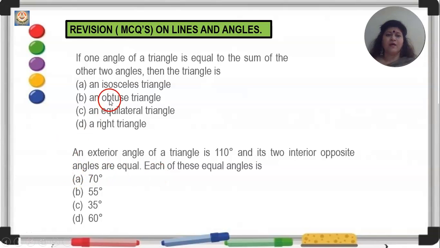Okay. If one of the angles of a triangle is equal to the sum of the other two angles, then what kind of triangle is it? Do it on your own. This question is also pretty much easy. Okay. Have a look at a few more questions from lines and angles.